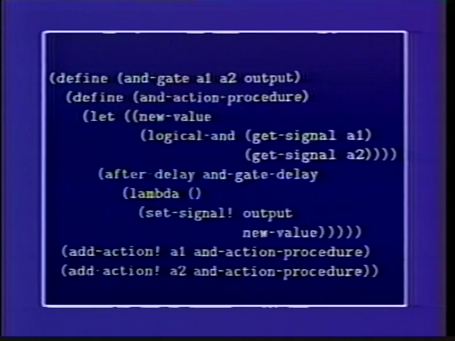In that environment, I constructed a procedure. This one, right there. AND action procedure was constructed in that environment. That was the result of evaluating a lambda expression. So it hangs on to the frame where these were defined. Part of its local state is that. The AND action procedure, therefore, has access to A1, A2, and output, as we see here. A1, A2, and output.